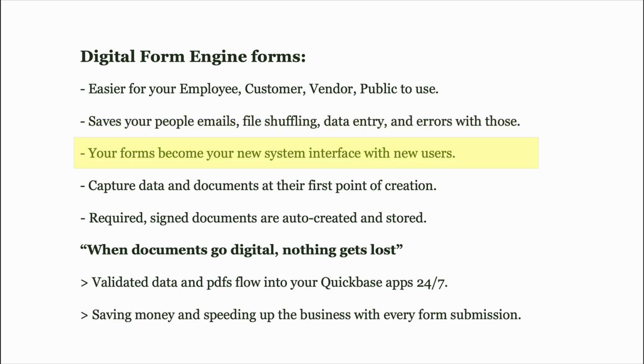Your required forms become a new system user interface. You're capturing the data at its first point of creation in QuickBase automatically, and the required signed documents are automatically generated and stored too. When documents go digital, nothing gets lost. Validated data and auto-generated PDFs of transactions now flow automatically into your QuickBase apps 24/7, saving the business work and money and speeding it up with every automated form process. This is the modern new way of digital business, and it is in your hands with the Form Engine and QuickBase.